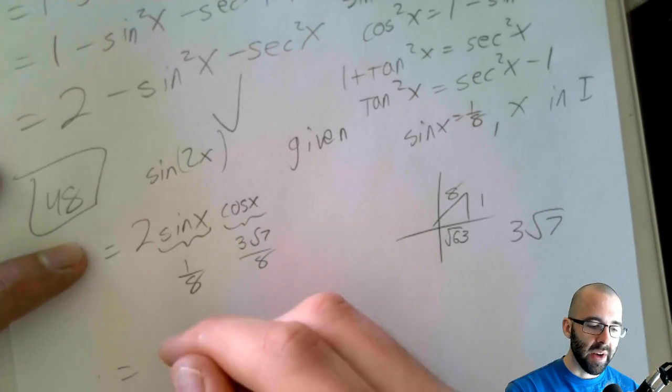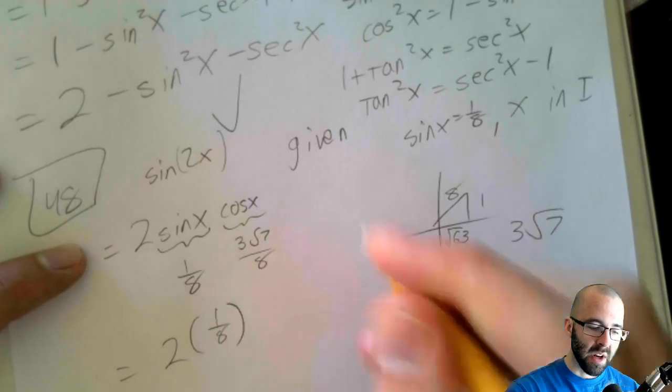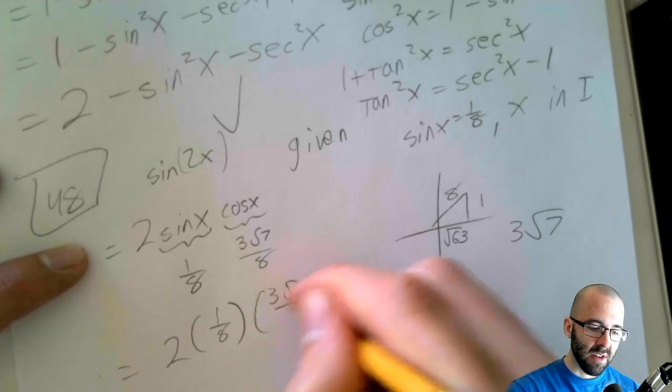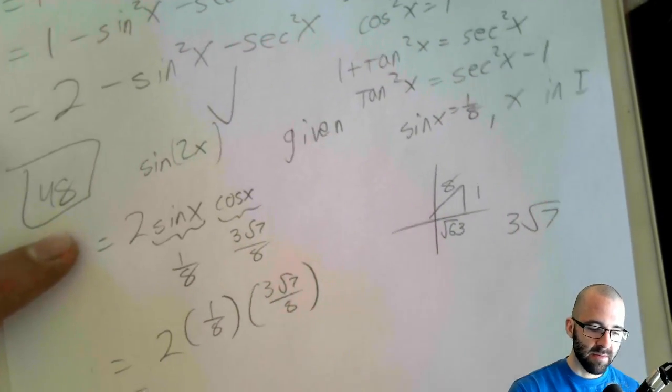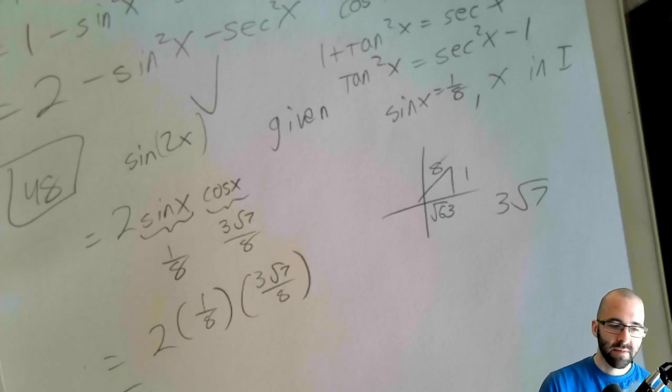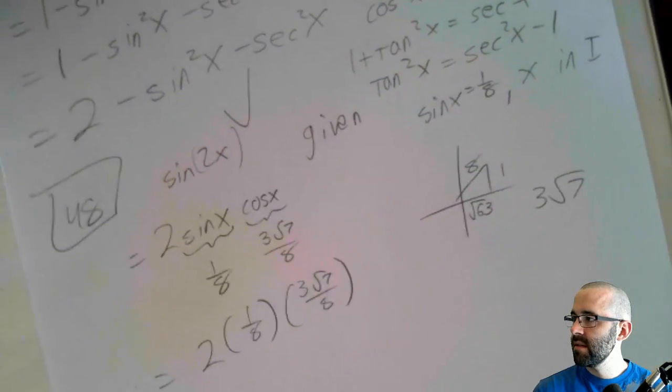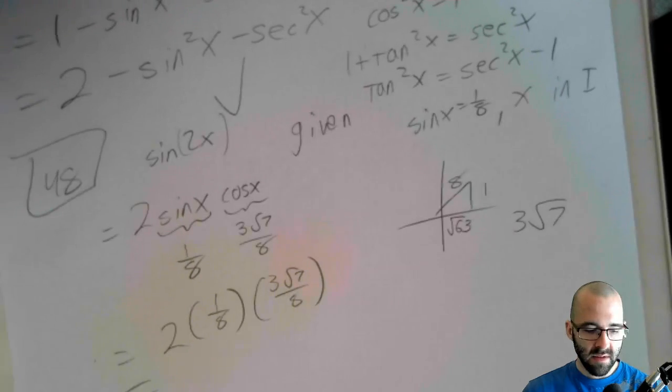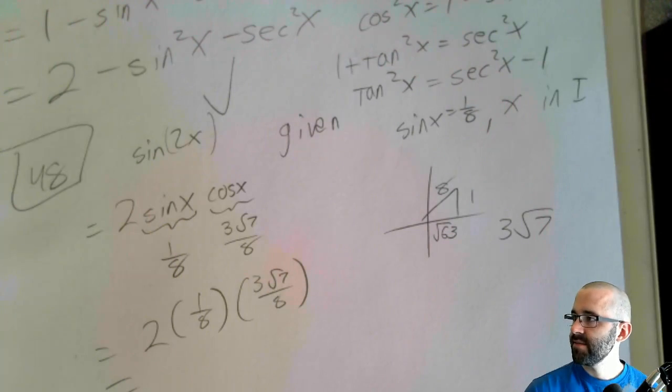And then you just evaluate. So you have 2 times 1/8 times 3√7 over 8, and just simplify. Okay. I'm writing very slanted.